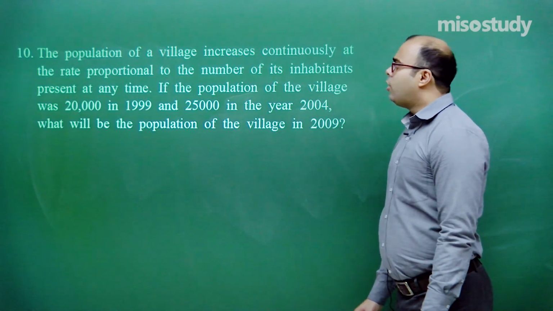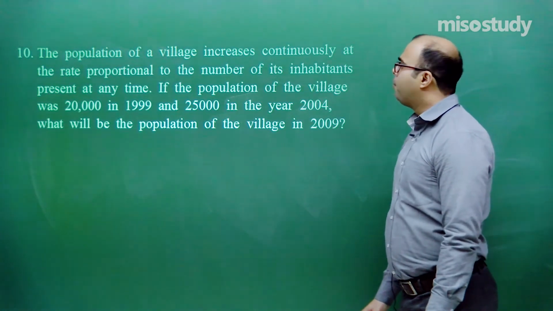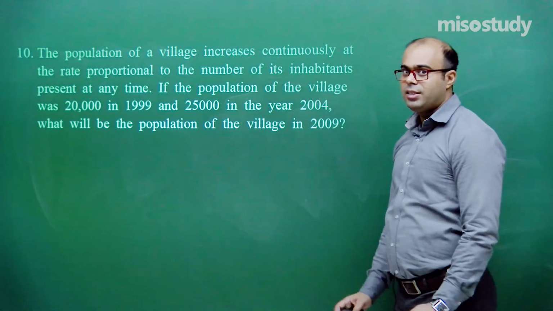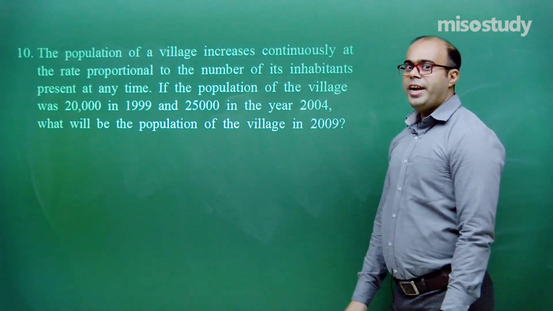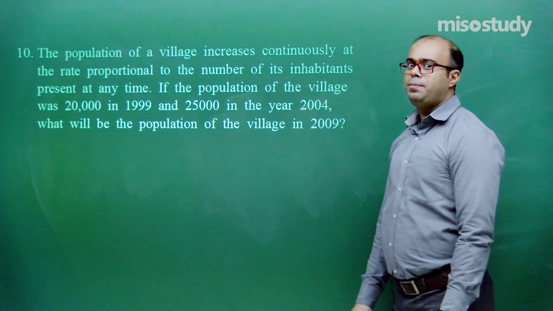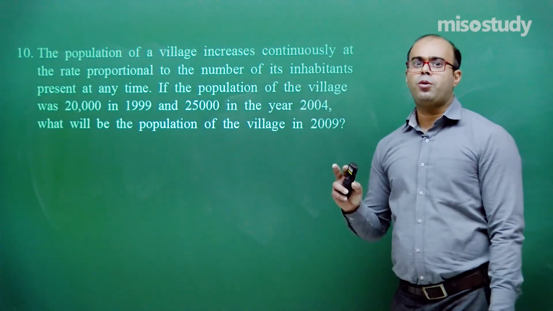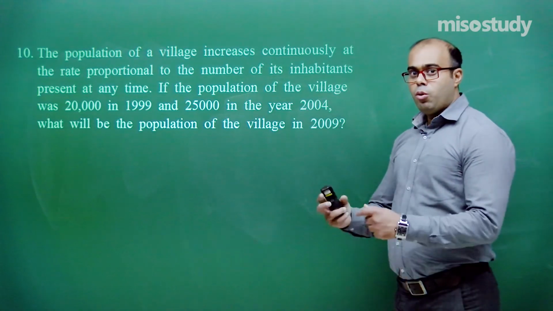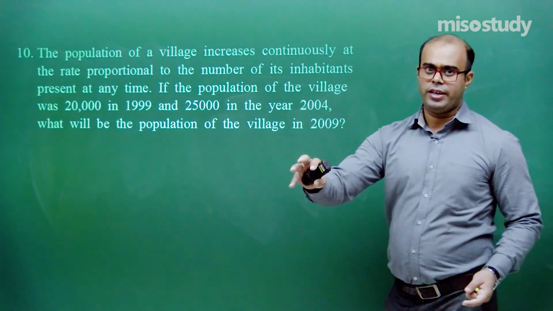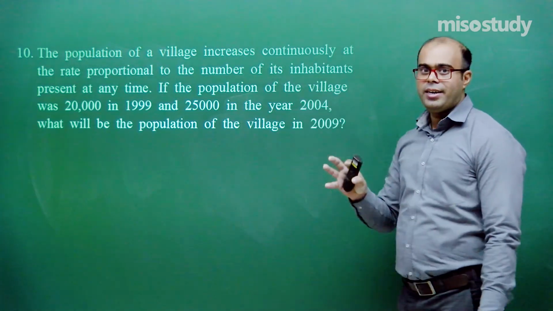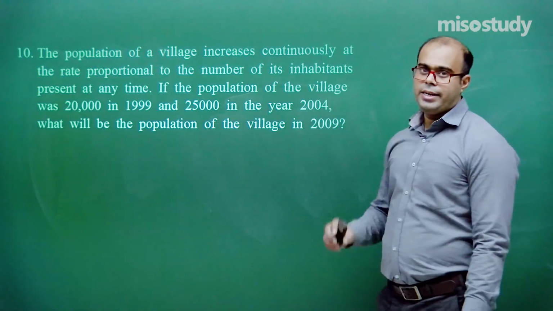The population of a village increases continuously at a rate proportional to the number of its inhabitants. What does it mean? Suppose at any moment P is the population. So the rate of change of P with time, that is dP/dt, is proportional to the value P. As more is the population, more is the rate of increase. Less is the population, less is the rate of increase. So this is what they are saying: dP/dt, the rate of increase, is proportional to the population present at any time t.